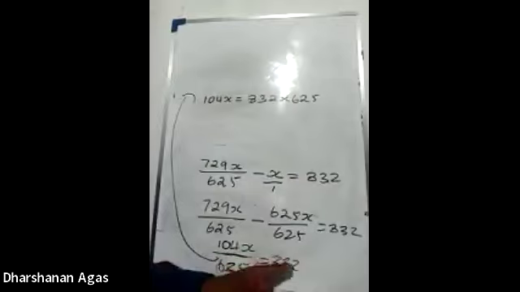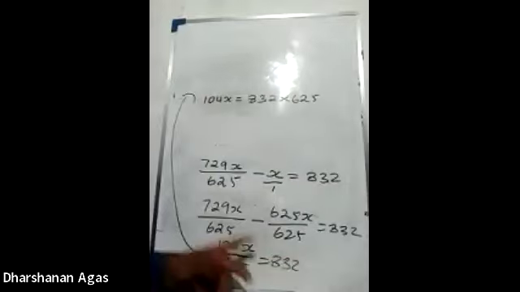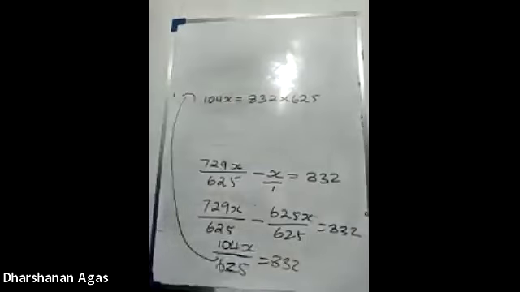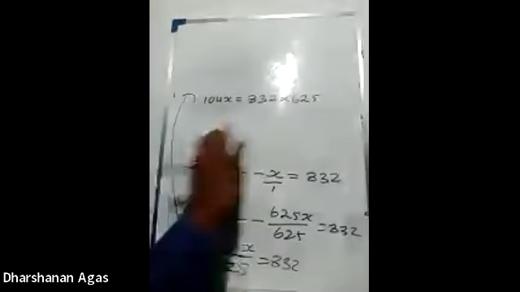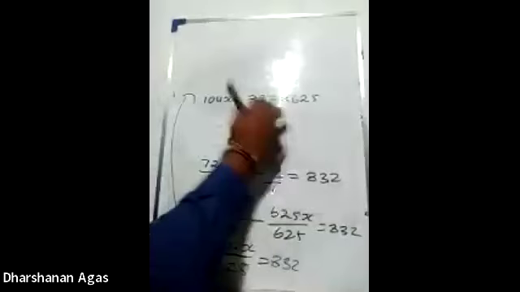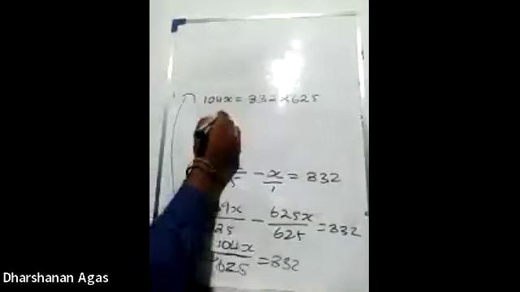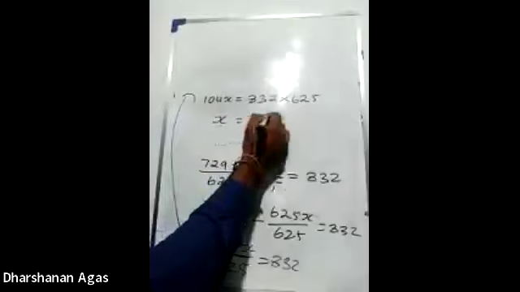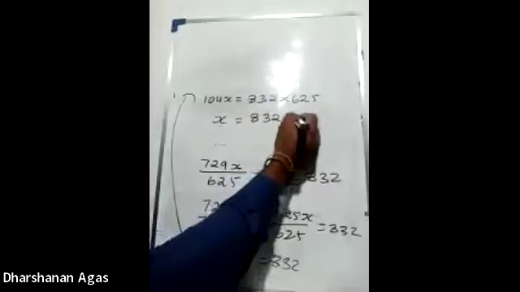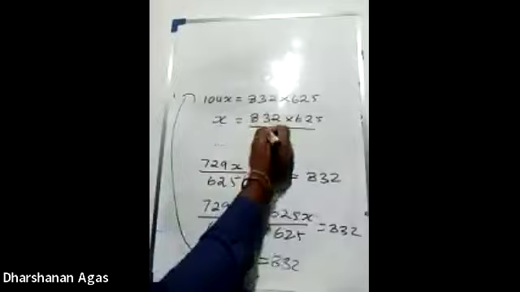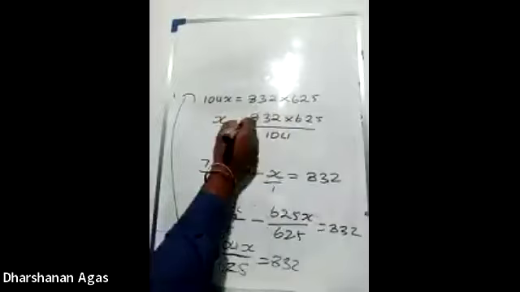625 is divided on this side, so on the other side it is multiplied. Then 104x equals 832 into 625. Don't multiply this, keep it as it is. Now take this 104 to the other side. x equals 832 multiplied by 625 divided by 104. Dividing by 104, you can get x.